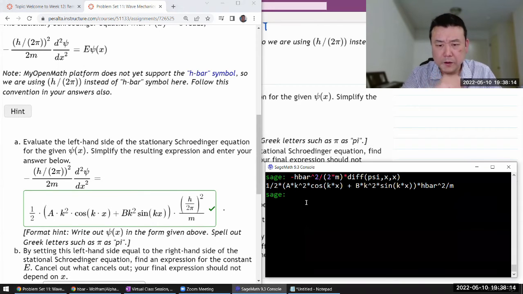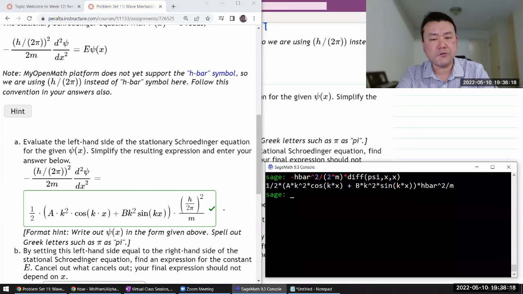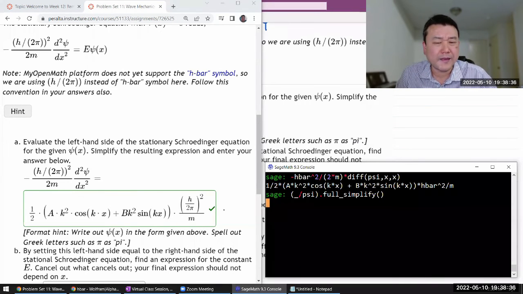Let me see if this will work. I'm going to see what happens if I divide this output by psi, and then maybe full simplify. It might refuse to simplify on the basis that it's possible to the. Oh wait, it does simplify. Okay, and that looks about reasonable.